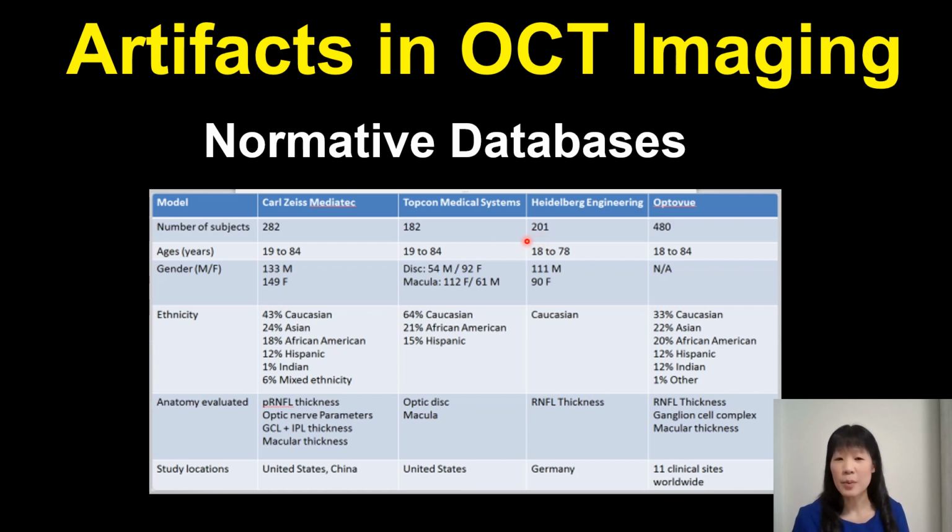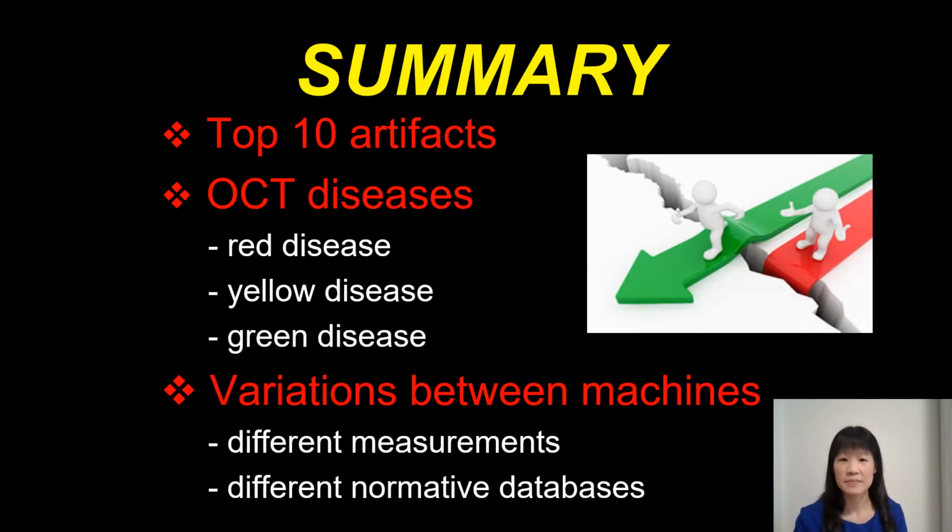And then the other take-home point is that different machines have different normative databases. So a patient with an RNFL thickness value that might produce a green color on one machine may produce a yellow color on a different machine.